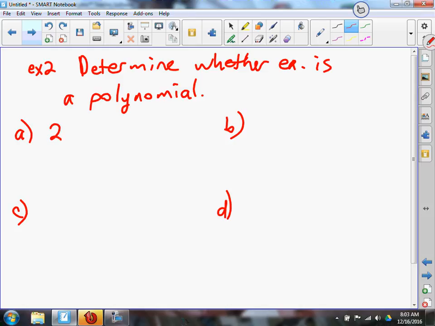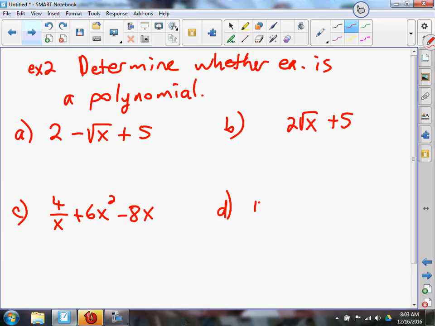2 minus the square root of x plus 5. 2 times the square root of x plus 5. 4 over x plus 6x squared minus 8x. Pi x to the 5th minus e x to the 4th plus the square root of 2x cubed plus 1. So each one of these expressions has some different things about it. Some of them are polynomials and some of them are not polynomials.